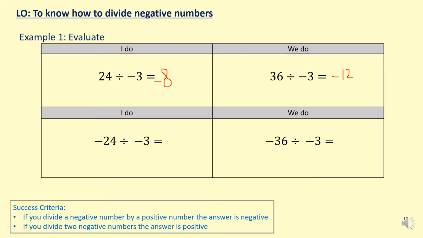Now this one, again, I have 24 divided by 3, which I know is 8. Then I have negative divided by another negative. You look at the success criteria: two negatives dividing by each other gets the answer positive. So my answer would be positive 8. 10 seconds, have a go with this one.